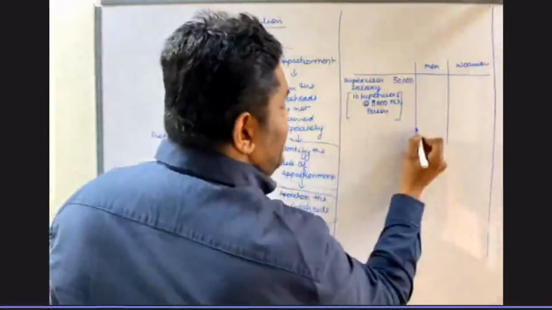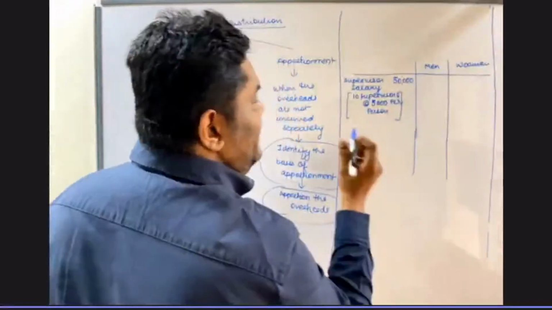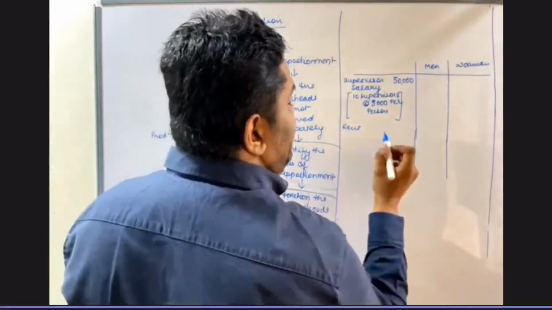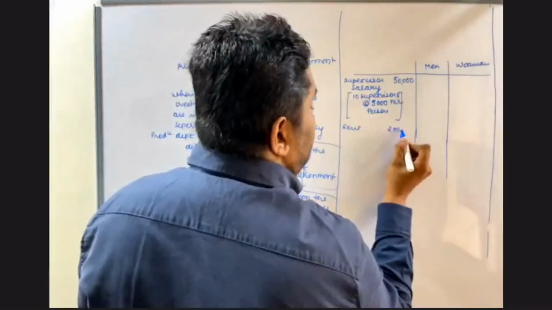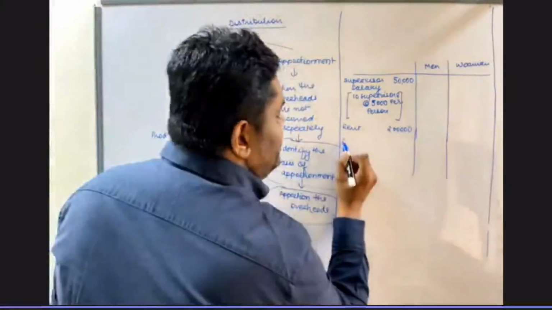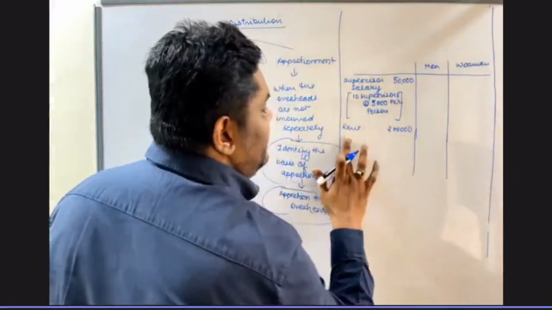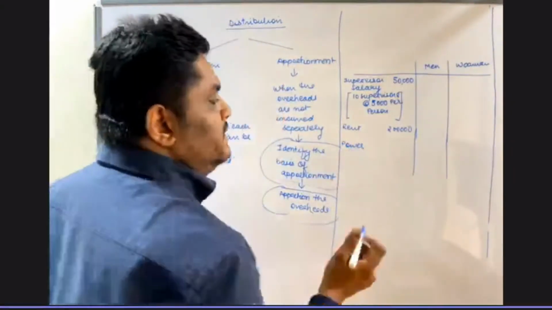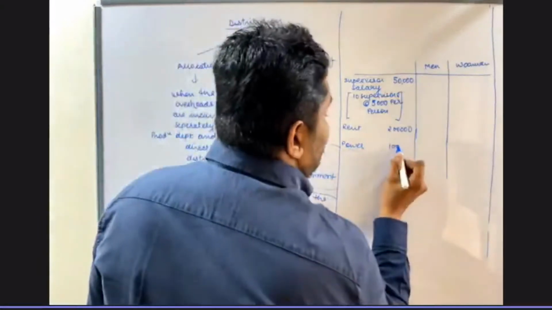Further, let's say again a few more overheads. Let's say rent is given, and I'm paying a rent of rupees 2 lakh. Further, let's say the information is given as regards electricity bill, or power, whatever it is. Let's say the power cost is 1 lakh rupees.